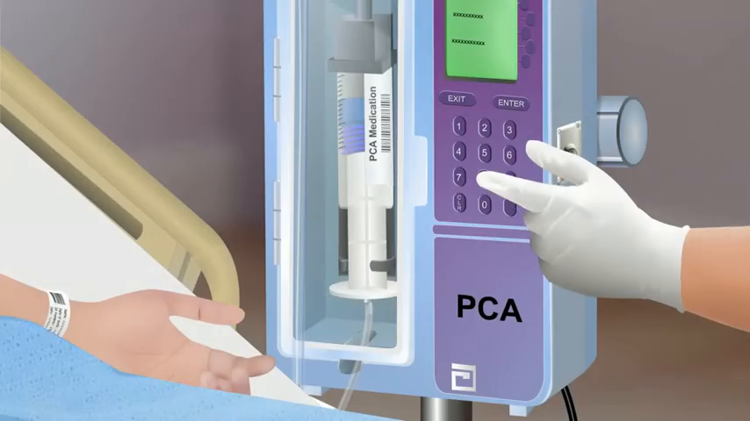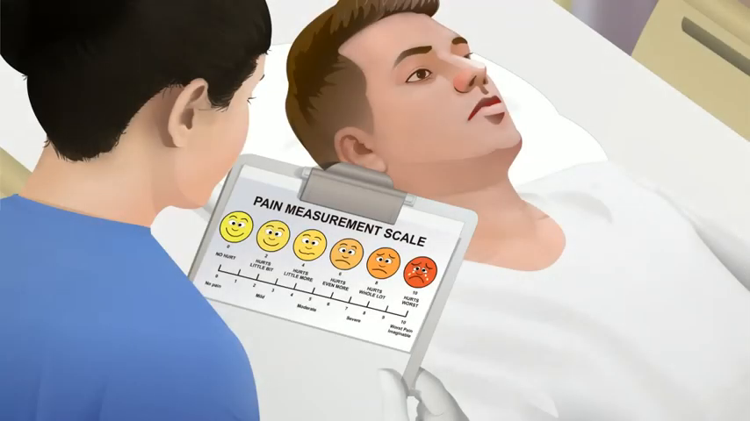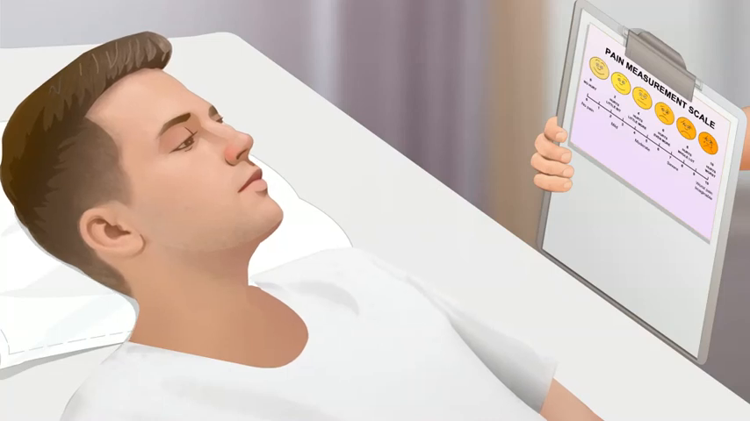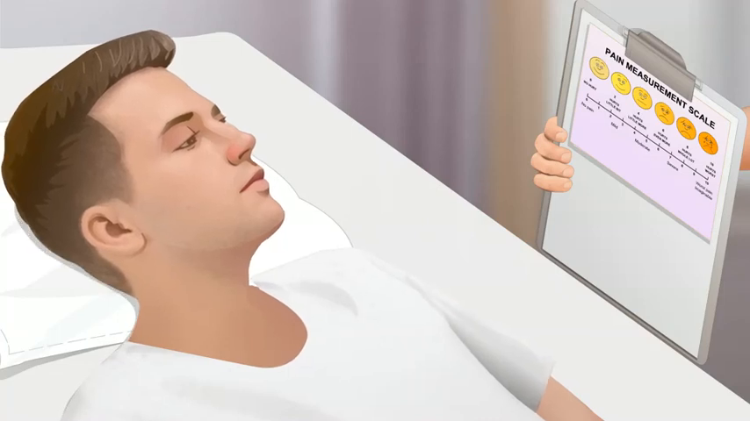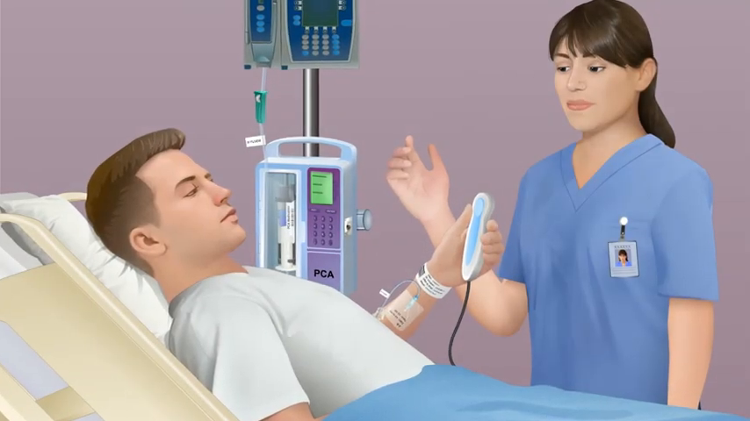Administer the loading dose of analgesia as prescribed. Reassess the patient's pain status, allowing for sufficient onset of action per the medication, route, and the patient's condition. Assess for adverse effects of the medication, for example, respiratory depression. Have the patient demonstrate how to use the PCA system.